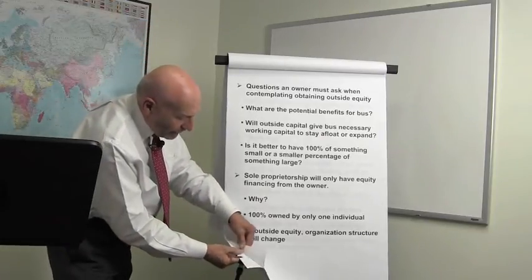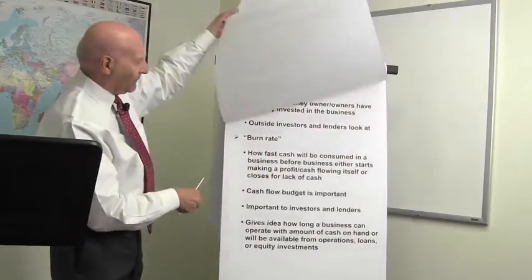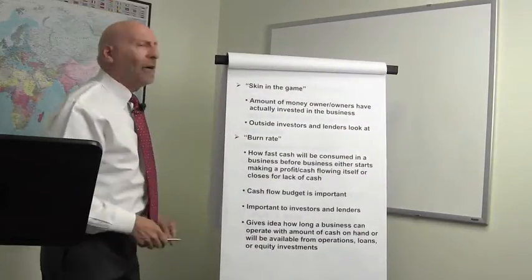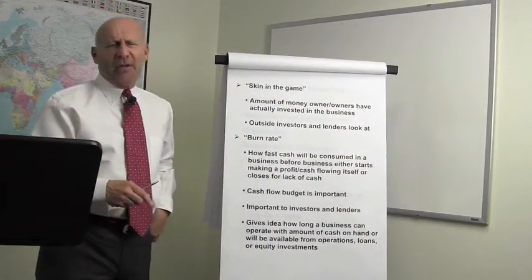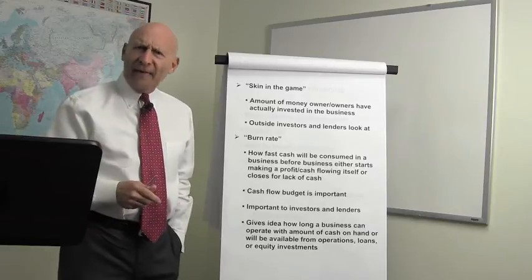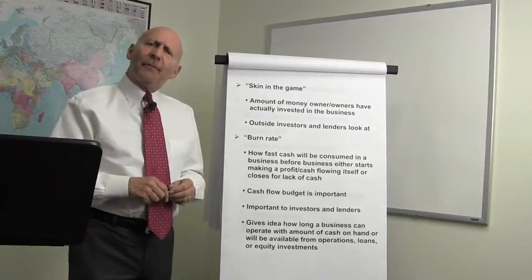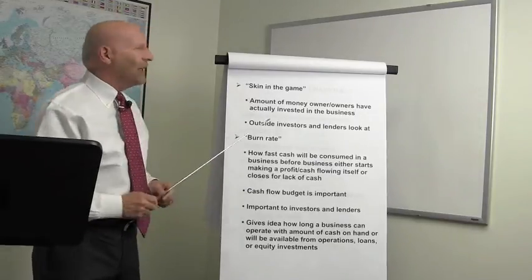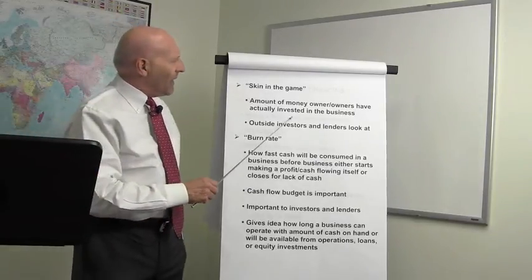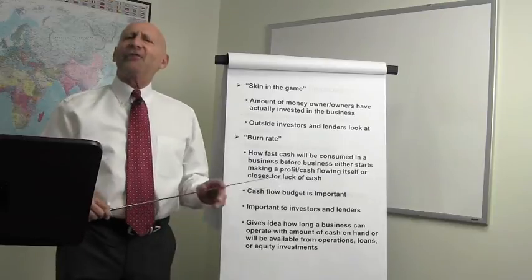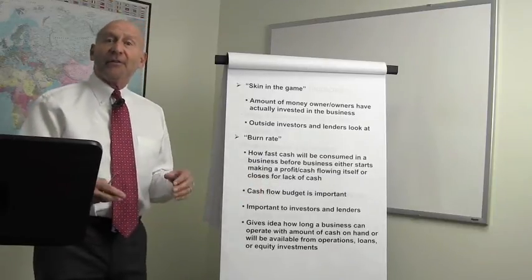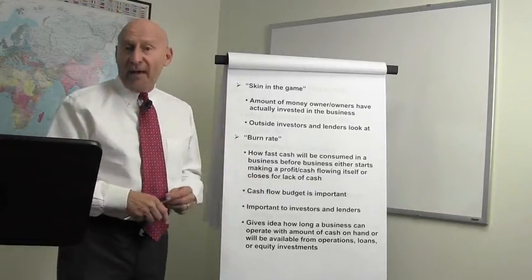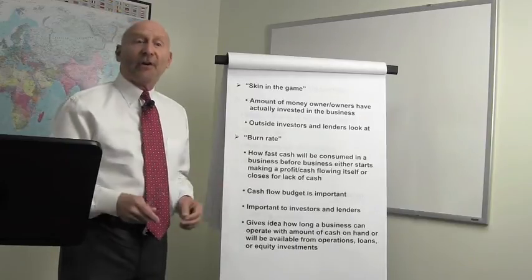All right, there are a couple of terms I want to make sure you understand, and they're used a lot in small business financing. If you're not familiar, let's go over what these terms are. One is called skin in the game. This is the amount of money that the owner or owners actually have invested in the business. How much equity capital have they put in? What is their at risk?